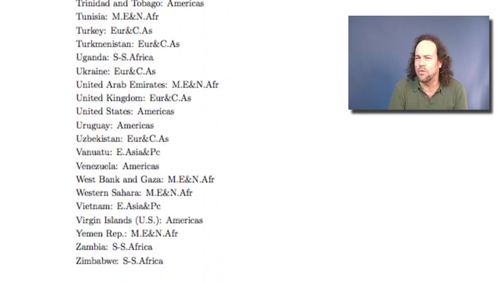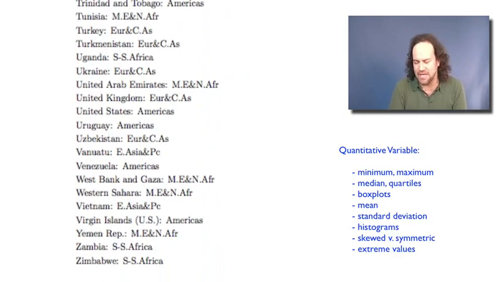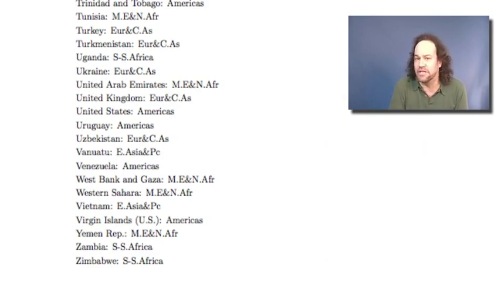Let's start by considering what we did for the quantitative variables, things like the minimum and maximum and median and quartiles and box plots and mean and standard deviation and so on. Can we use these for a categorical variable like the region? No, we can't. The reality is, hardly any of these things make any sense anymore for a categorical variable. So what can we do? Well, one simple thing we can do is just count. We can say how many of those 197 different countries and territories are in each of those six regions.